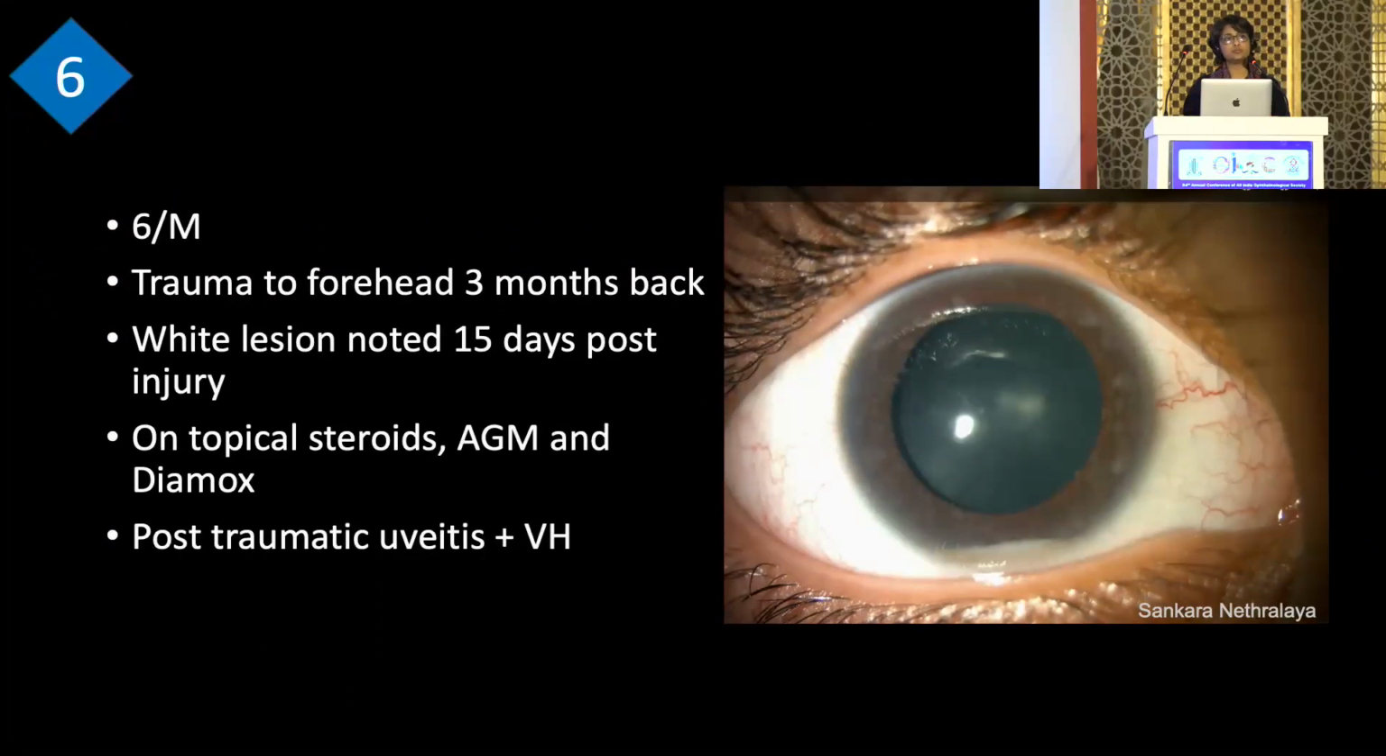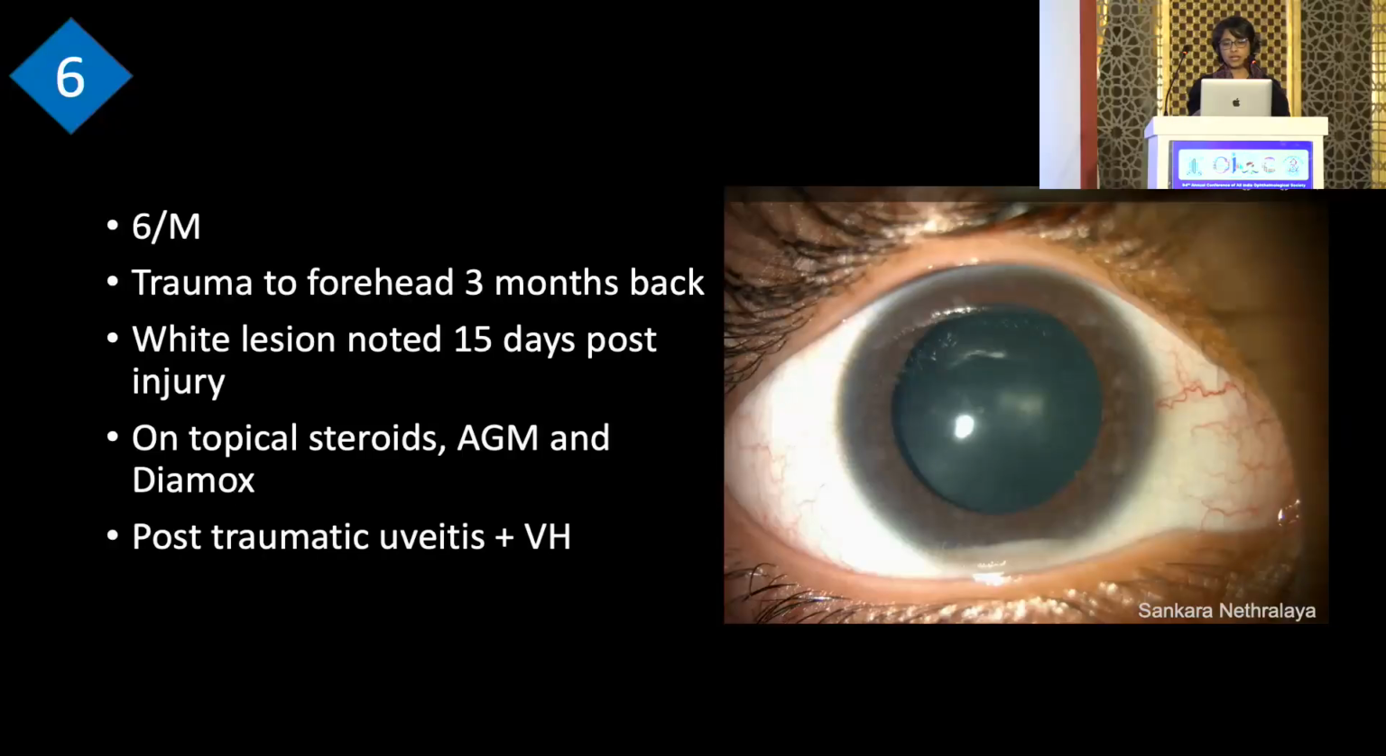And okay, so this was another child, 6-year-old male, again a history of trauma, and the father noticed a whitish lesion in the eye 15 days post the trauma. This child was being treated as post-traumatic uveitis with vitreous hemorrhage with topical steroids, with secondary glaucoma, so on anti-glaucoma medications and Diamox. But this, if you see, it's a white eye. And does it look like a uveitic kind of a picture?